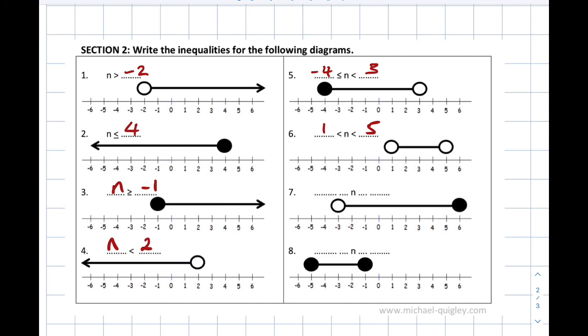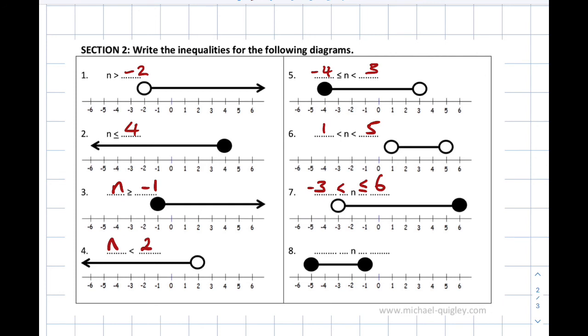For question 7, what this represents is all these values between -3 and 6, but we don't include the -3 because there's an open circle, but we do include the 6 because the circle is closed. So we're looking at all the numbers between -3 and 6. We're going to have a less than or equal to sign to represent that filled in dot, and just a less than sign here, as it doesn't include the -3.